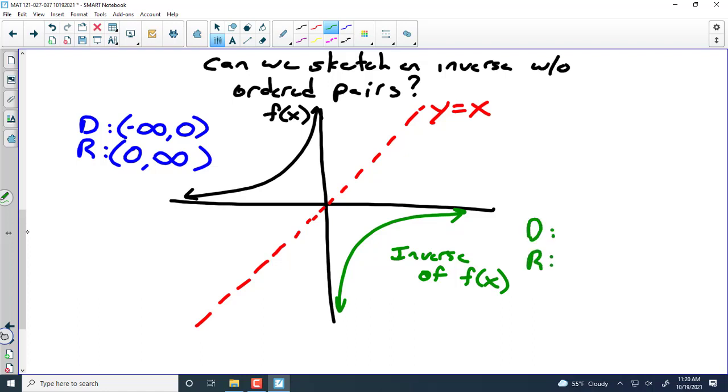This one seems to go from 0 to infinity for the domain, and from -infinity to 0 with the range. Once again, the domain and range are swapped. So even though I didn't have any ordered pairs on this one, just by looking at the graph, I was able to reflect it over the line y equals x.